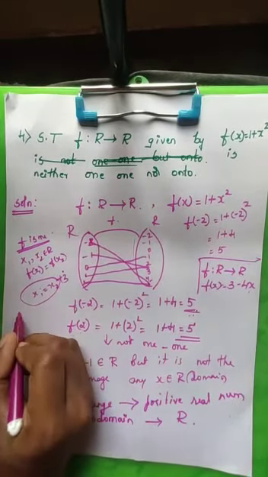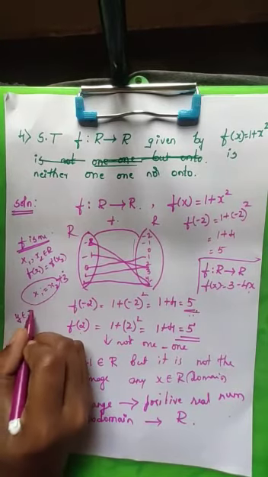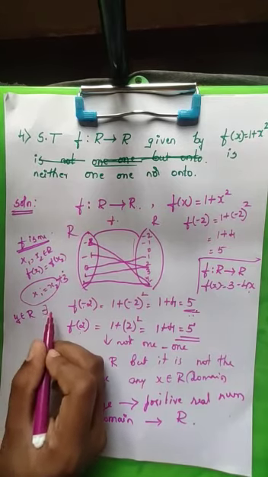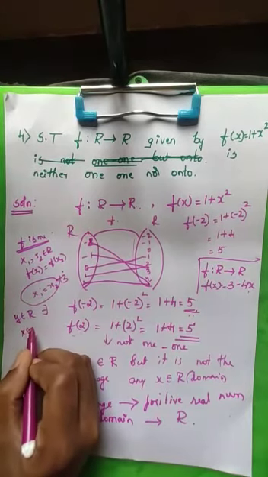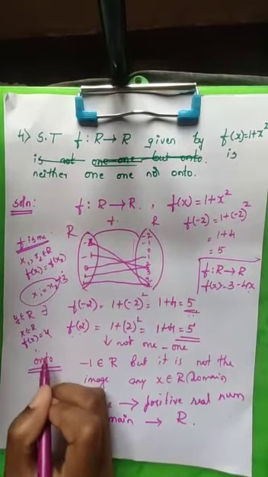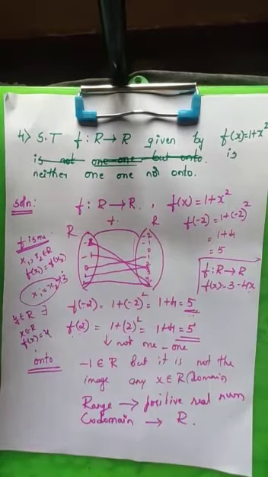For onto, what you have to write? We'll take a y from the codomain, and we'll assume that there exists x belonging to R such that f of x equals y. You find the value of x and check whether that x belongs to the domain. If it belongs to the domain, then that particular function is onto. If not, you can say it is not onto. Okay, I hope you are clear.